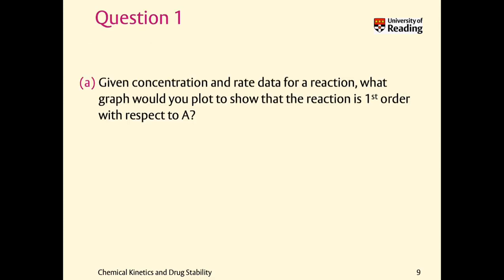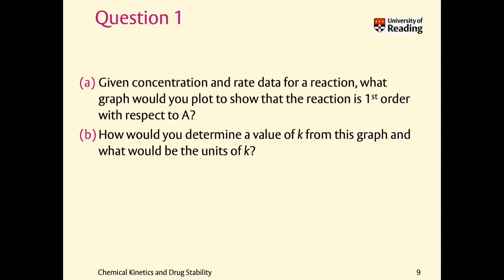So here's a question for you. Given the concentration and rate data for a reaction, what graph would you plot to show that the reaction is first order with respect to A? And from the previous slide, I'm sure you can give us that answer. And how would you determine the value of k from this graph? And what would be the units of k?